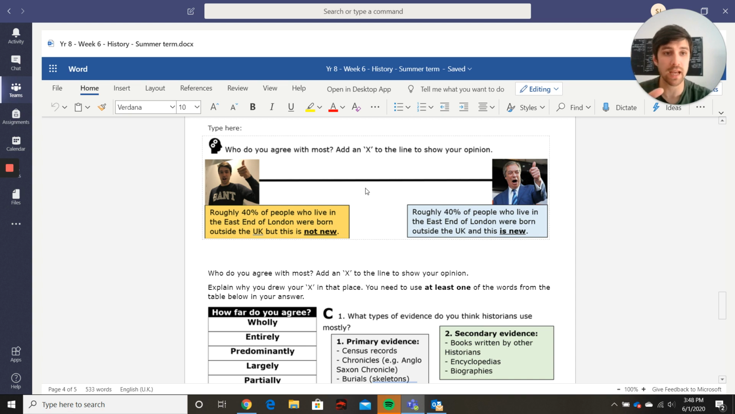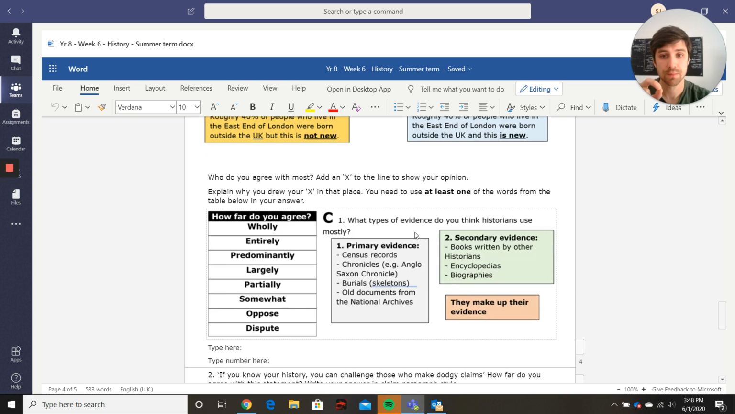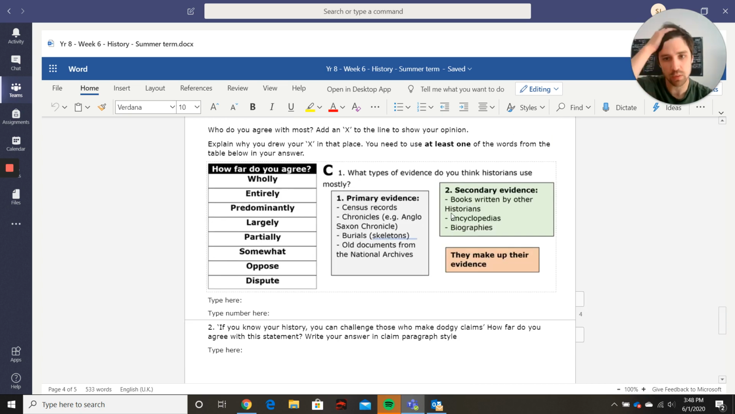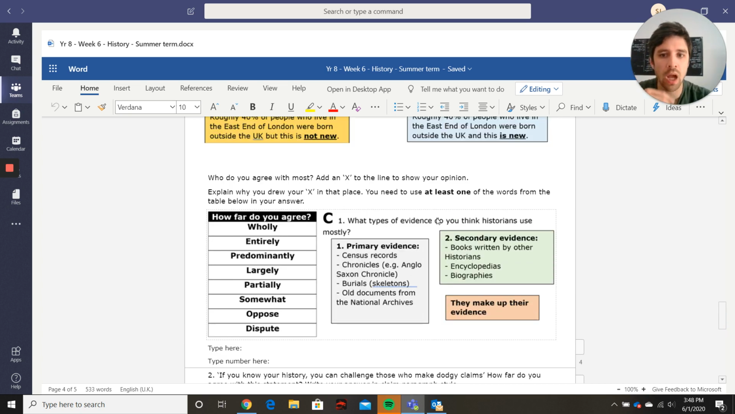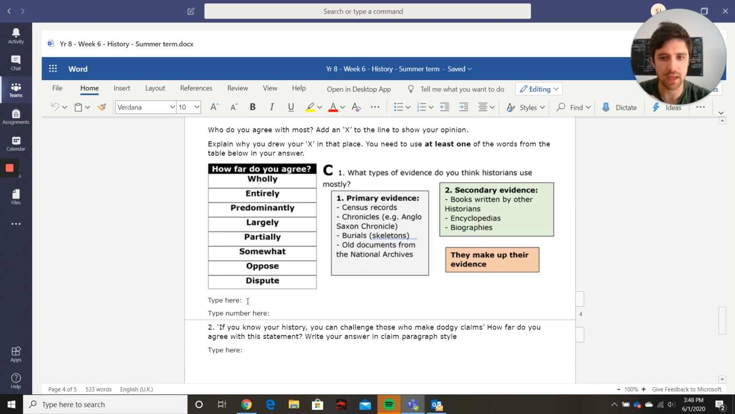Now, you might say, well, I'm sort of on the fence here. That's why you've got a line. You can put your X somewhere along the line to show how far you agree. You might, for example, be somewhere here or somewhere here. That's totally fine. Put your X somewhere along the line, showing your opinion here. And then once you have done that, you're going to, first of all, explain why you put that X in that position where it says type here underneath.